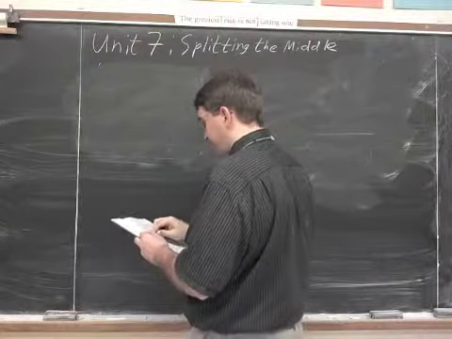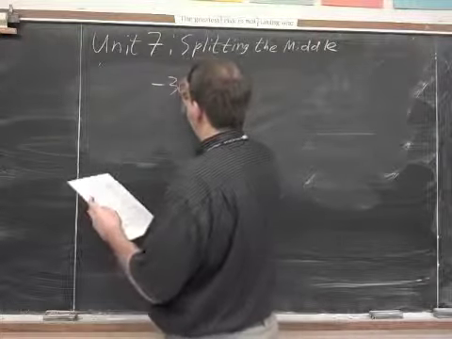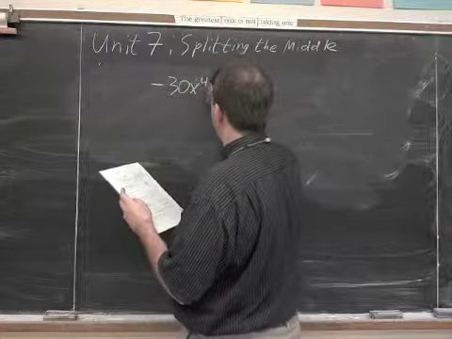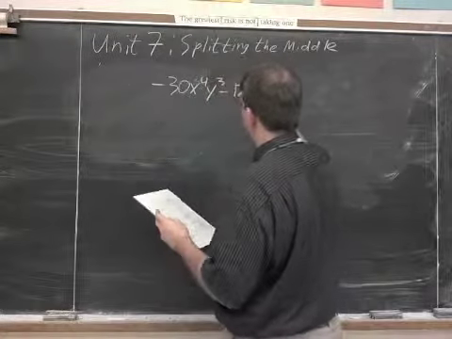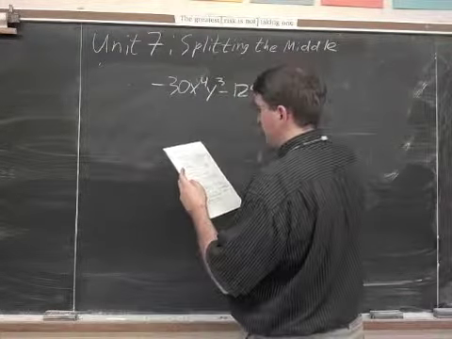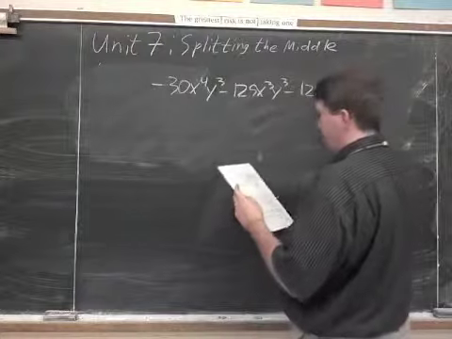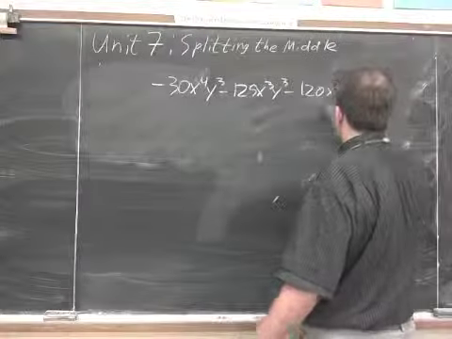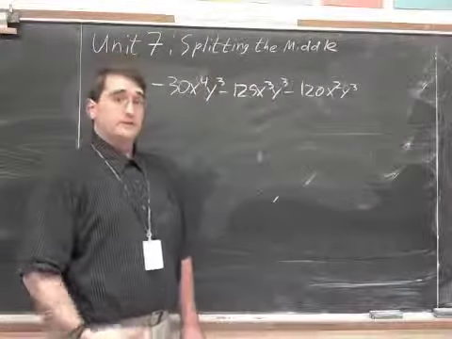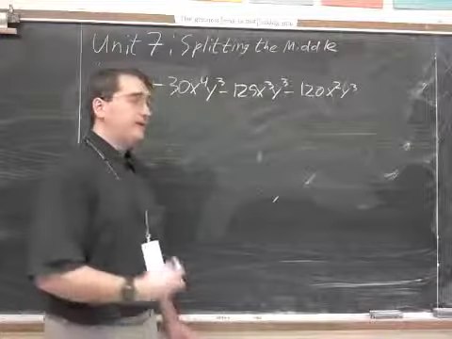Let's see. Negative 30 x to the 4 y to the 3, minus 125 x to the 3 y to the 3, minus 120 x to the 2 y to the 3. This looks ridiculous, but it's not so bad.